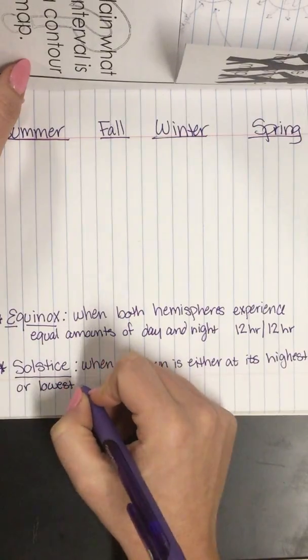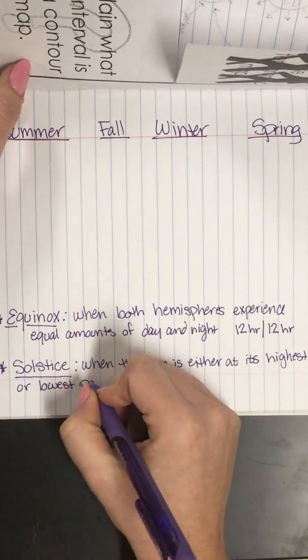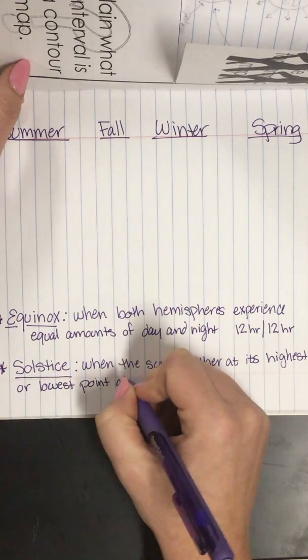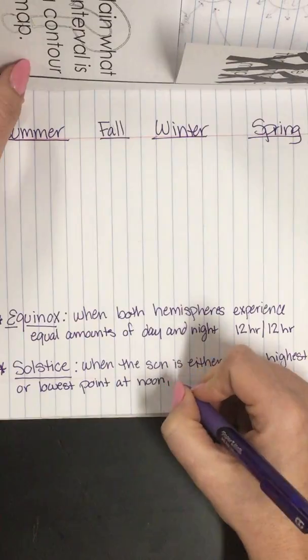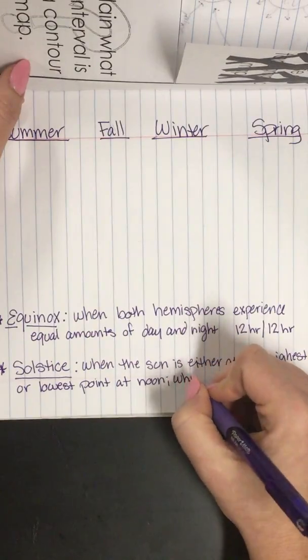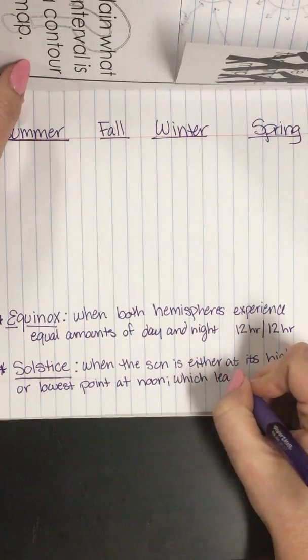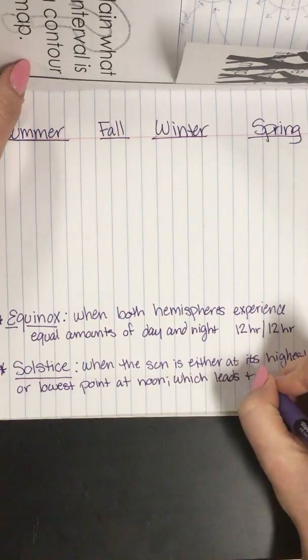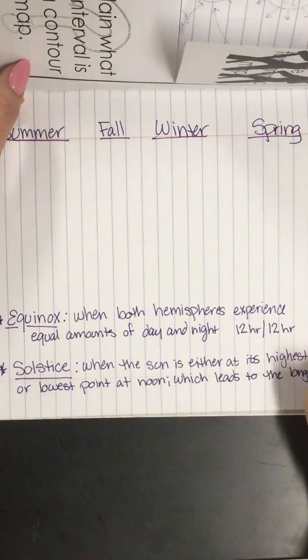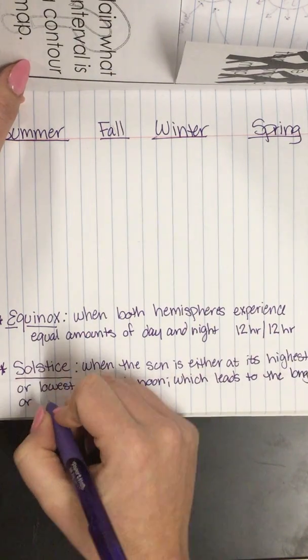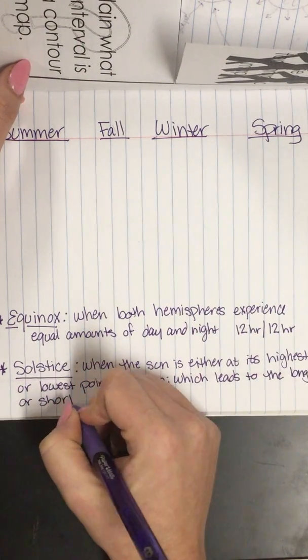Highest or lowest point at noon, which leads to the longest or shortest days of the year.